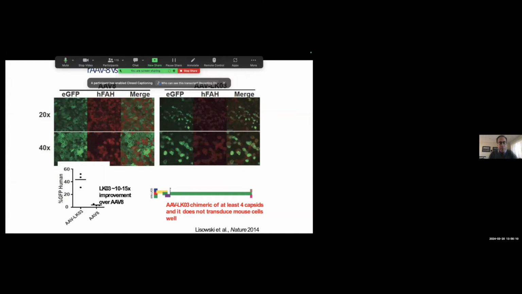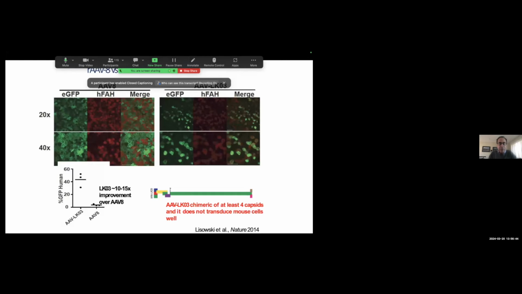So we made a simple GFP expression vector. We'd inject these into the mice with the chimeric livers, and we would stain and look for GFP activity. And then we would also stain for a human marker, in this case, a human enzyme. And then we can merge and calculate the number of mouse cells and the number of human cells that are GFP positive. And we compared this to a vector of AAV8, which was kind of the gold standard.